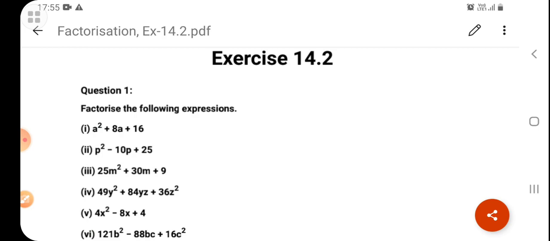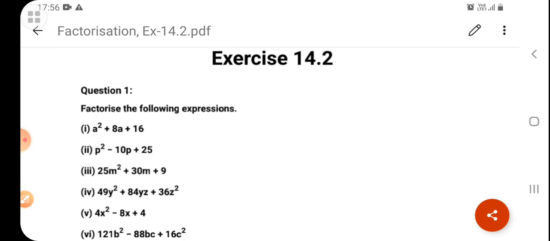We have to take the addition as 8a and multiplication as 16a square. Okay, you have to break the middle term 8a in two terms so that their addition is 8a, like 4a plus 4a is 8a, and their multiplication is 4a into 4a is 16a square. So we have to break the middle term is the first step for doing this factorization of this quadratic.